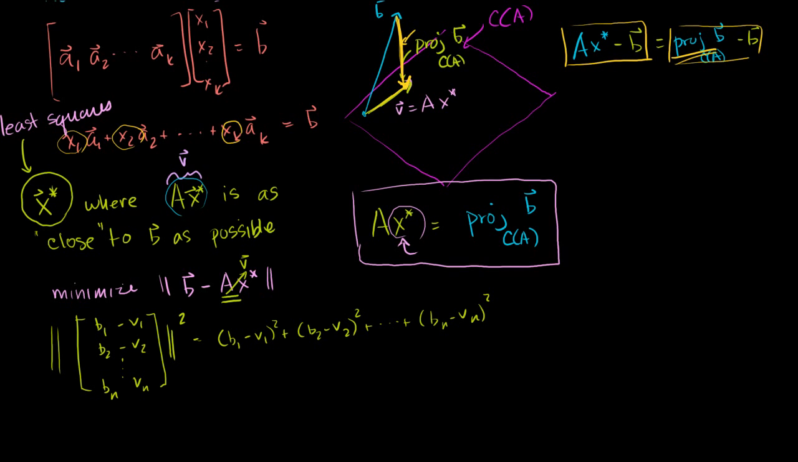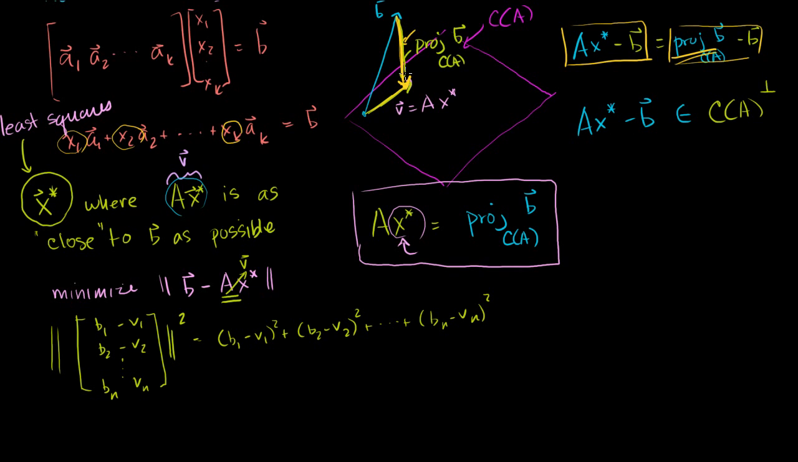So I can write A x star minus b. It's orthogonal to my column space, or we could say it's a member of the orthogonal complement of my column space. Right? The orthogonal complement is just the set of all of the vectors that are orthogonal to everything in your subspace, in your column space right here.